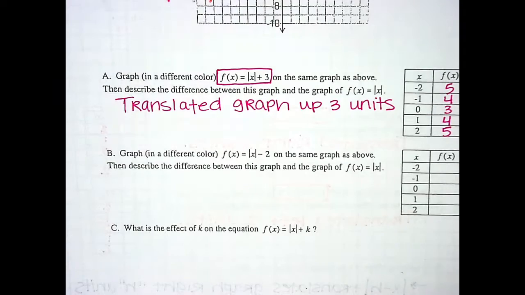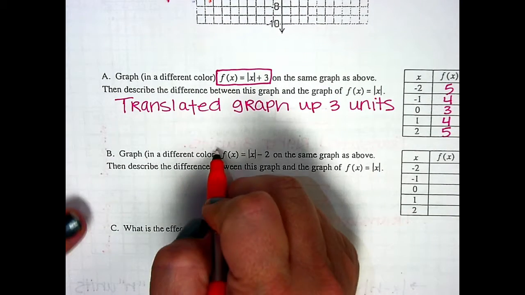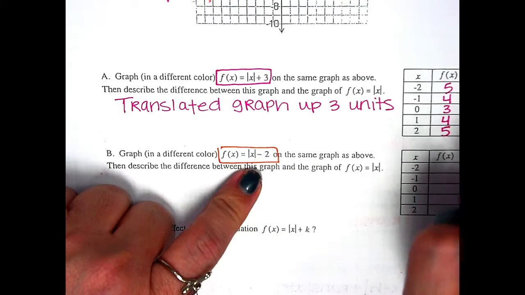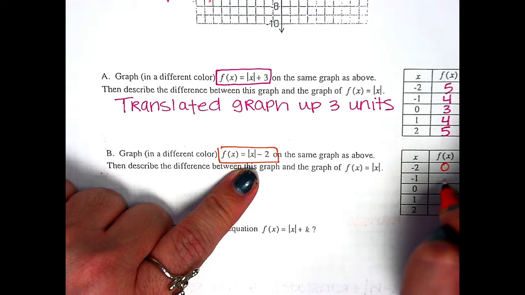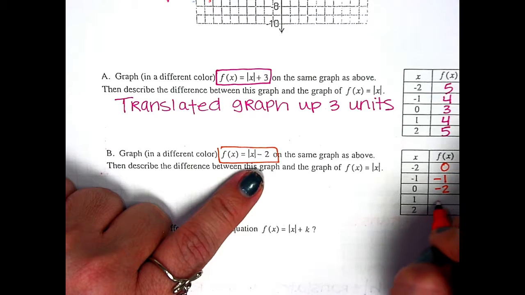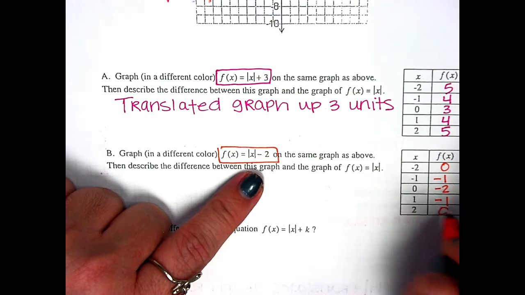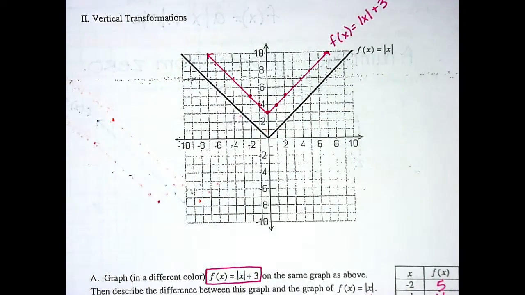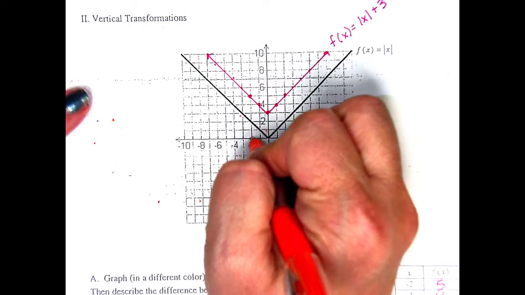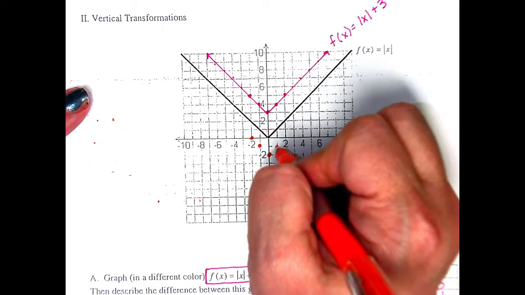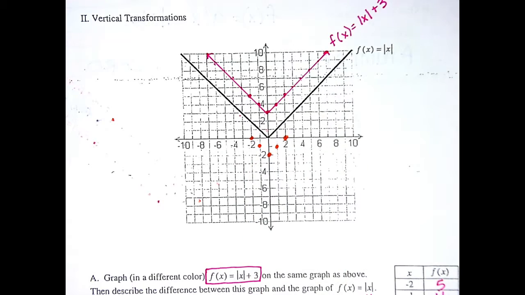Again, switching colors. So in a different color, graph f of x equals the absolute value of x minus 2. So if I plug in -2, I'm going to get 0. -1 is -1. 0 is -2. 1 is -1. And 2 is 0. And back to the graph. So we have -2, 0, -1, -1, 0, -2, 1, -1, and 2, 0.